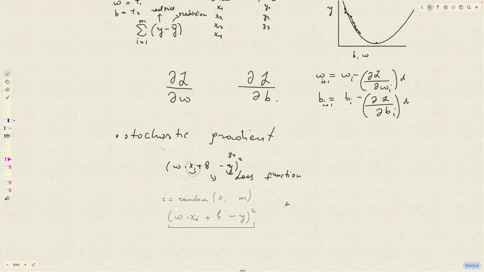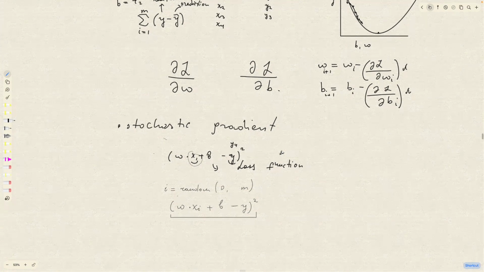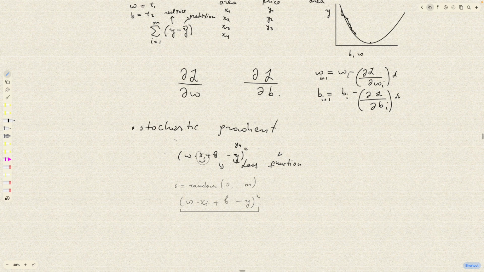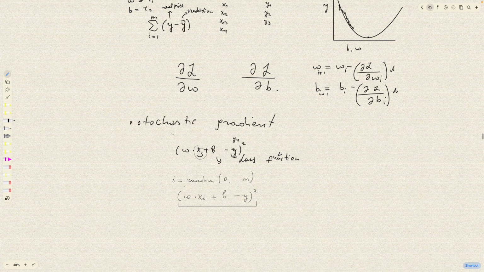So the advantage of stochastic gradient descent is that instead of using all training samples in every iteration, we just use one training sample, randomly choosing one. It's very important that this method of choosing should be random. So as I said before, we just choose one random training sample in our loss function.